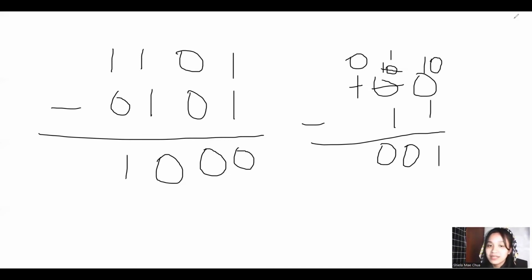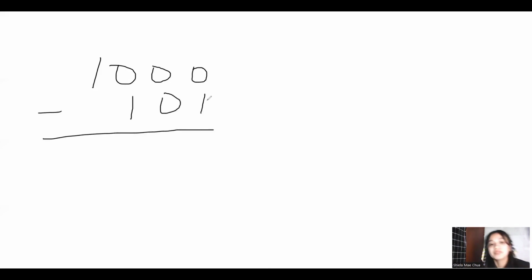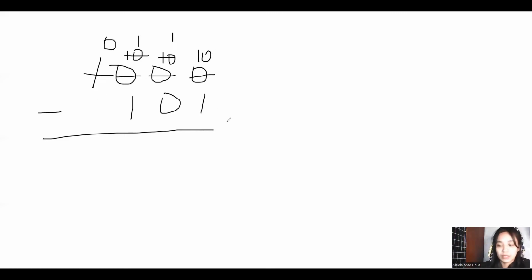Now, let's proceed with another example. So we have 1, 0, 0, 0 minus 1, 0, 1. 0 minus 1 cannot be. We will borrow from 0, but we can't. With 0, we can't. So we will borrow from 1, so it will become 0. And it will become 1, 0. Now it will become 1 for it to become 1, 0. And now it also will become 1 for it to become 1, 0. So 1, 0 minus 1 is 1. 1 minus 0 is 1.